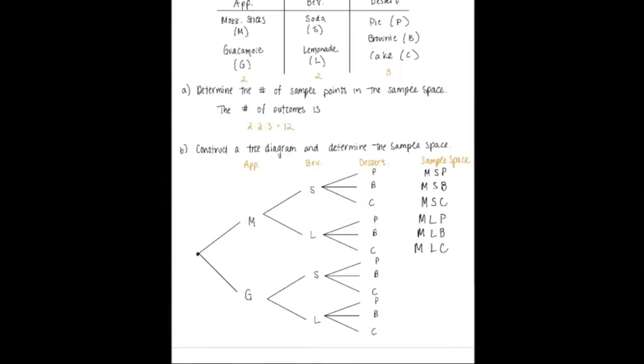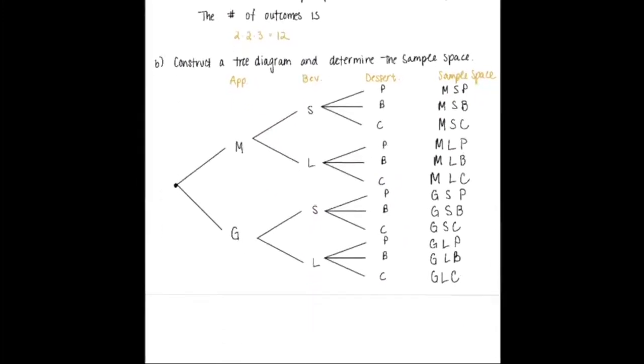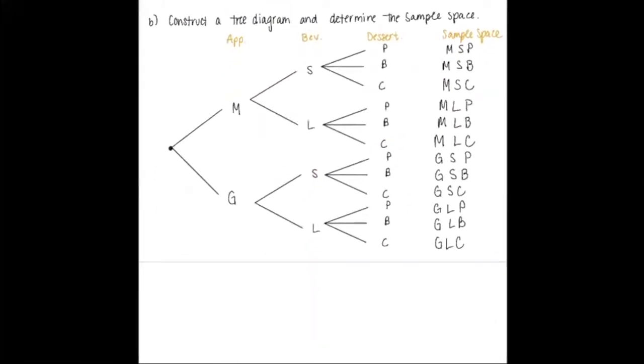And then honestly, these are identical to each other. So this does not change. I just changed the appetizer out front for guacamole. So we do guacamole to soda to pie, guac soda brownies, guac soda cake. Then guac lemonade pie, guac lemonade brownies, guac lemonade cake. That is every possible choice I can make now for this menu.